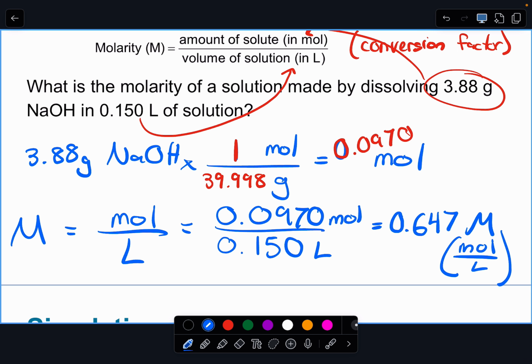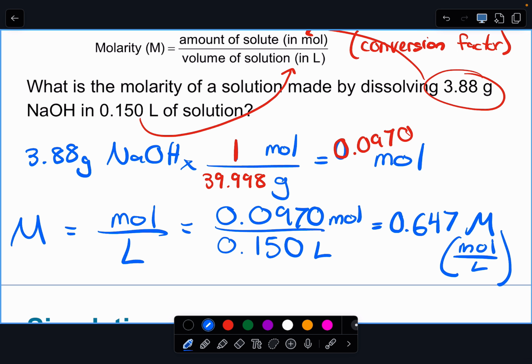This tells us that in every 1 liter, I have 0.647 moles of NaOH. So I've created this conversion factor now that will allow me to figure out different problems using this molarity. It also gives me a very quantitative way of describing how concentrated or how dilute it is. If this is 0.647 and I compare that to a solution that's like 2 molar, that's much more concentrated, right? Or if I have something that's like 0.01 molar, that's quite dilute.